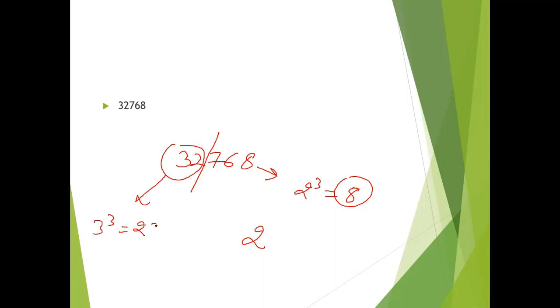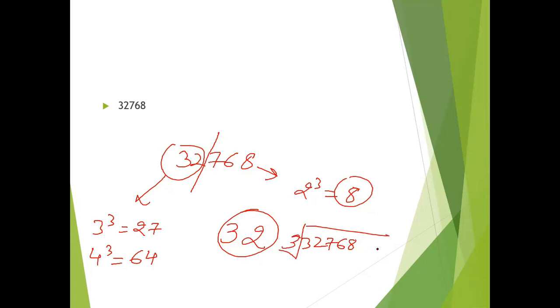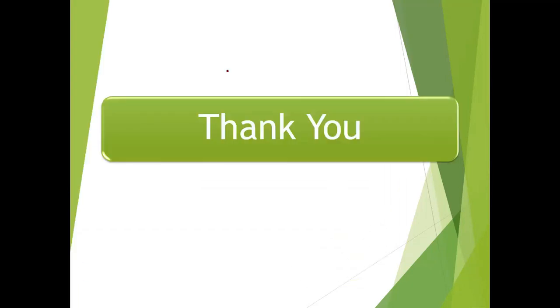Now, 32768. Take the last three digits, 768, ending with 8. 2 cube is 8, which ends with 8. So the ones digit is 2. Now 32. Between which cubes will 32 lie? 3 cube is 27 and 4 cube is 64. So it lies between 3 cube and 4 cube. We'll take the smaller number, that is 3. So the answer is 32. The cube root of 32768 will be 32. Okay. Now, this is from my side, the cube and cube roots chapter.